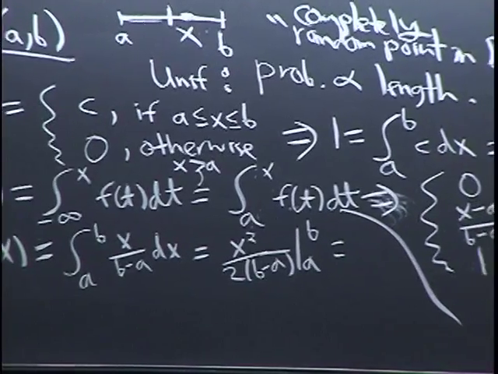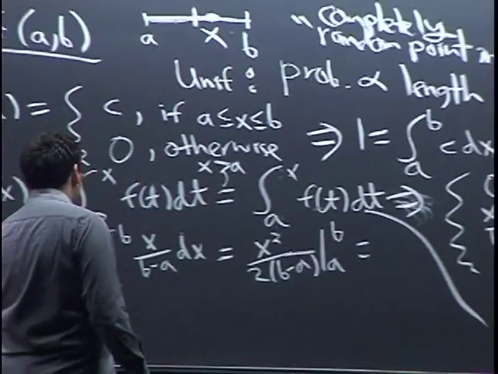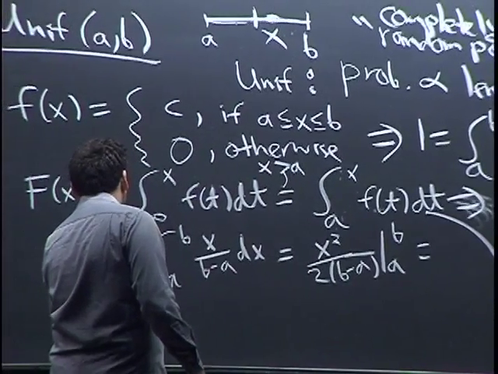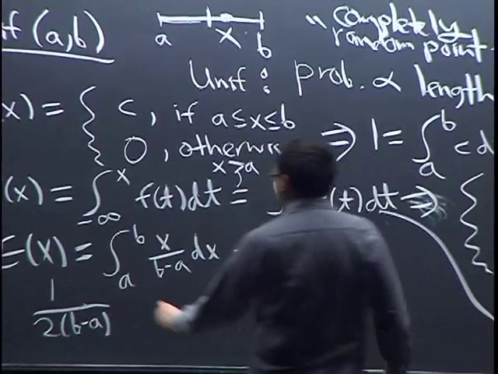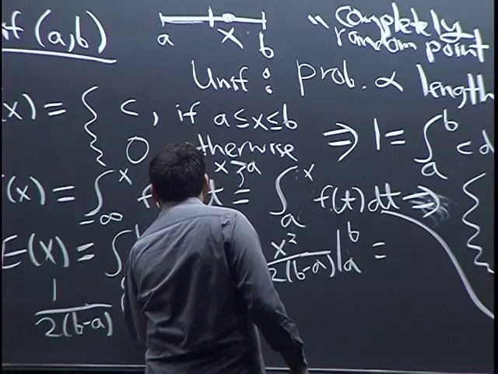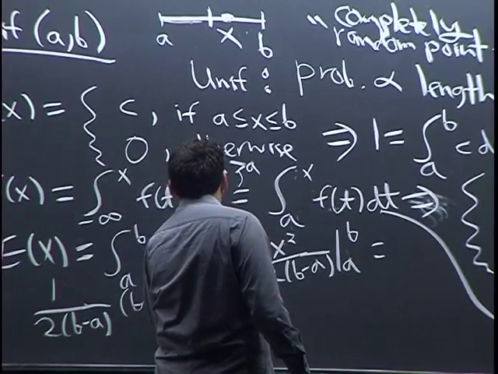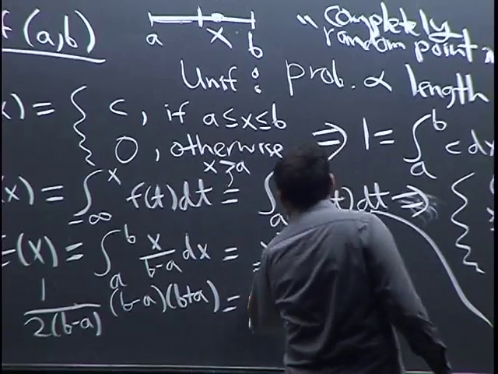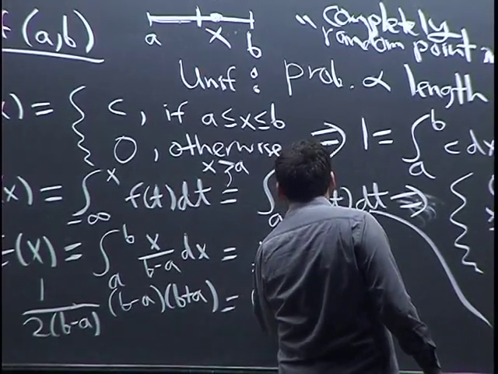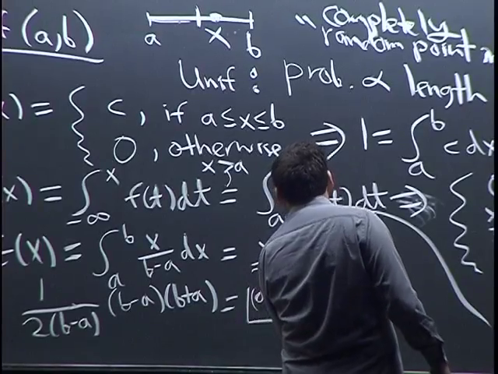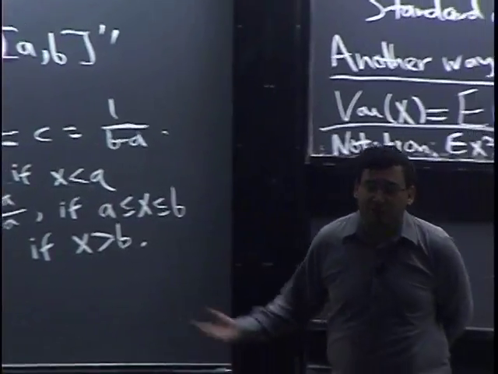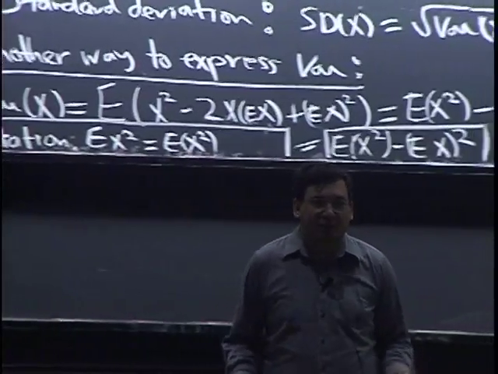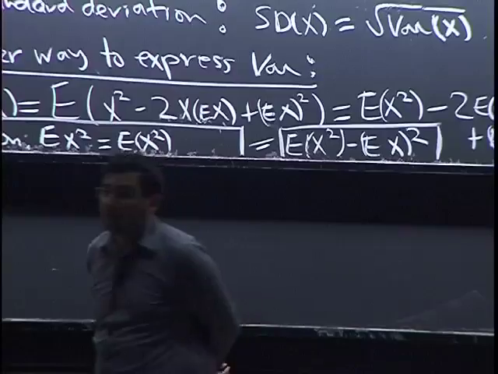So that's really just b squared. Let's factor out the 1 over 2 times b minus a. And then it's b squared minus a squared. But b squared minus a squared is b minus a times b plus a. So we can actually cancel the b minus a's, and we just get a plus b over 2. Just doing that easy integral. Well, that's a very intuitive answer, right? That's just the midpoint. It says the average is in the middle, which it would be really weird if that didn't happen because this is supposed to be uniform. Okay, so that's checked.